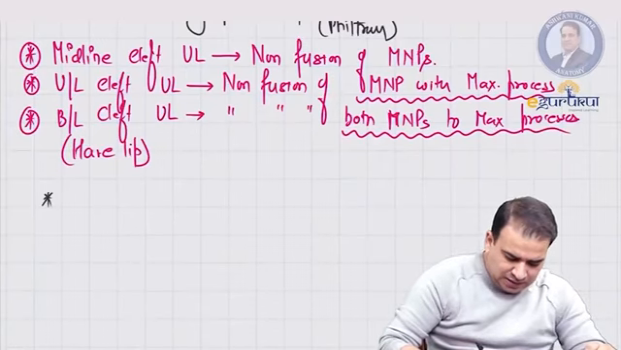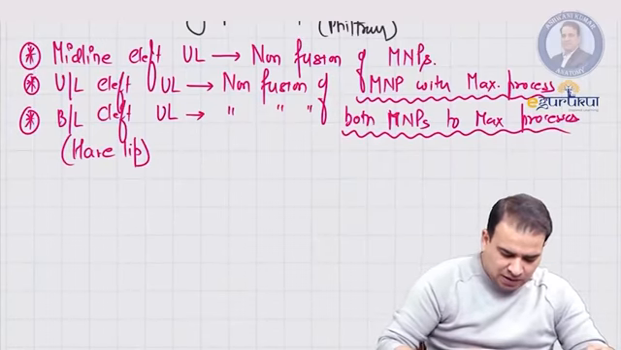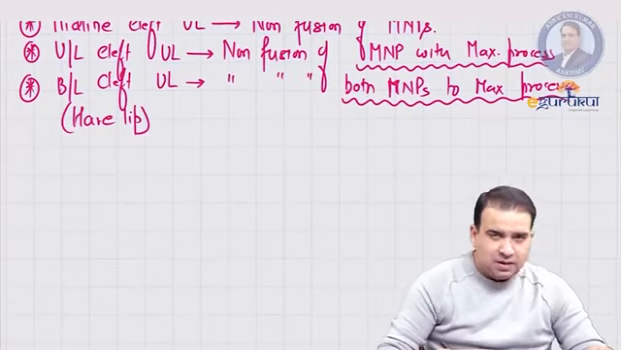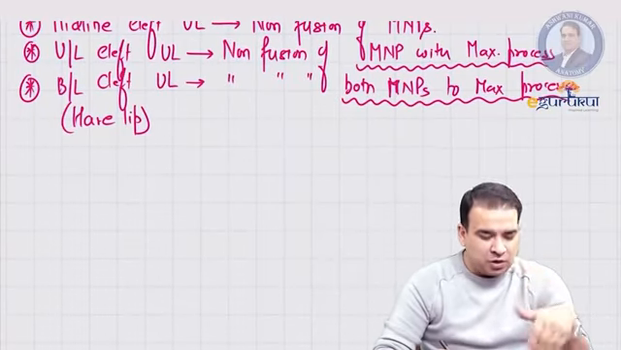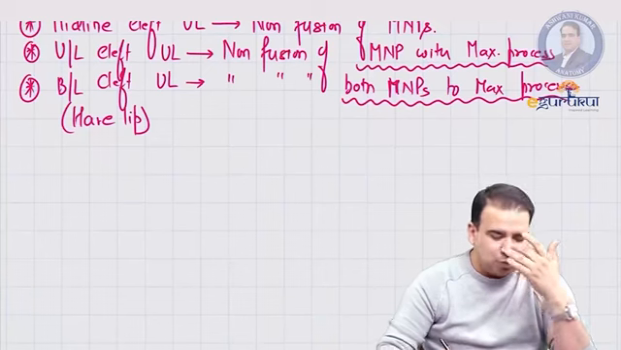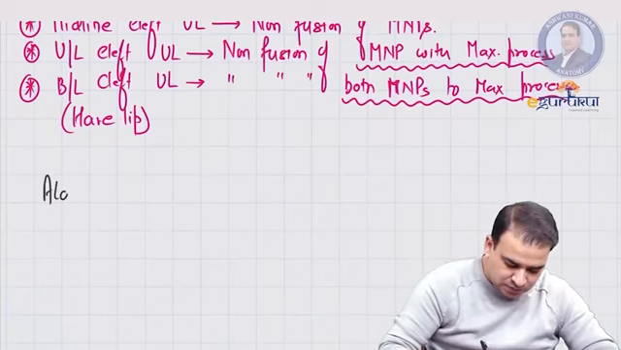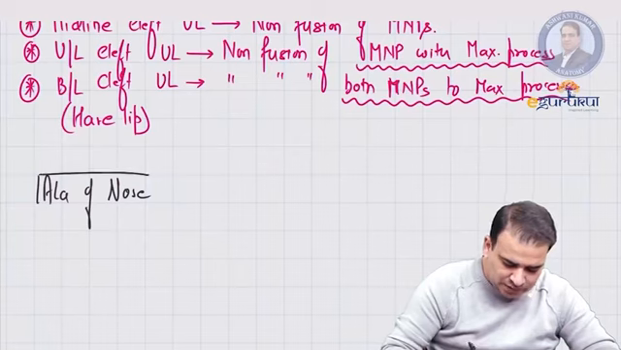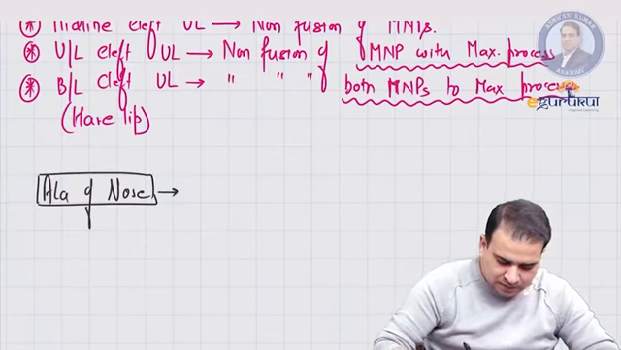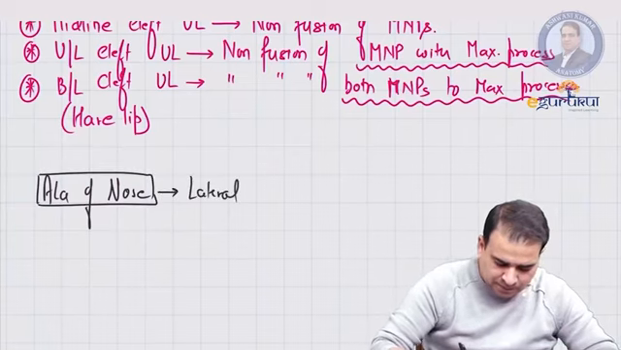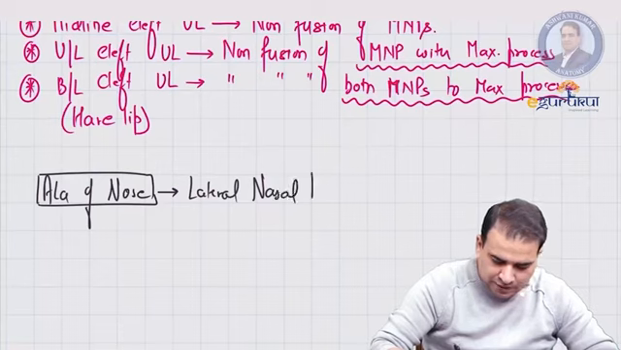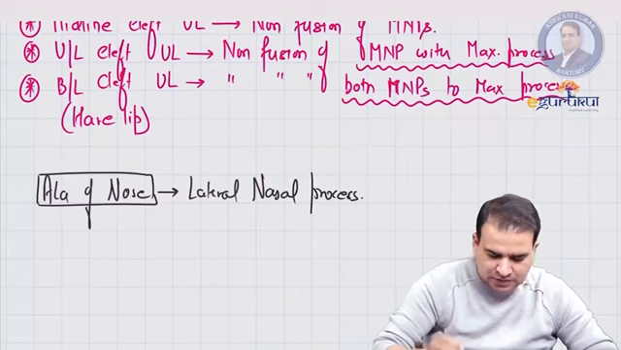And this is about the anomaly. What is derived from the lateral nasal process? We didn't talk about the lateral nasal process yet. That will give rise to what? Ala of the nose. So guys, the ala of the nose is derived from the lateral nasal process.